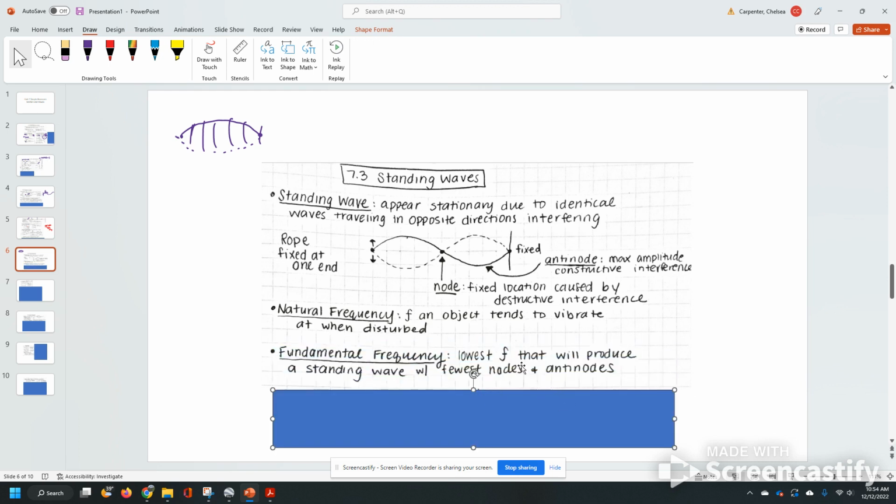Cool. And the fundamental frequency is the lowest frequency that will produce a standing wave with the fewest nodes and antinodes. So if you have a string and you make it look kind of like a jump rope, kind of like I drew up here, where you have 2 nodes and 1 antinode, whatever frequency that is, that's our fundamental frequency, because that's the least amount of nodes and antinodes, if that makes sense.